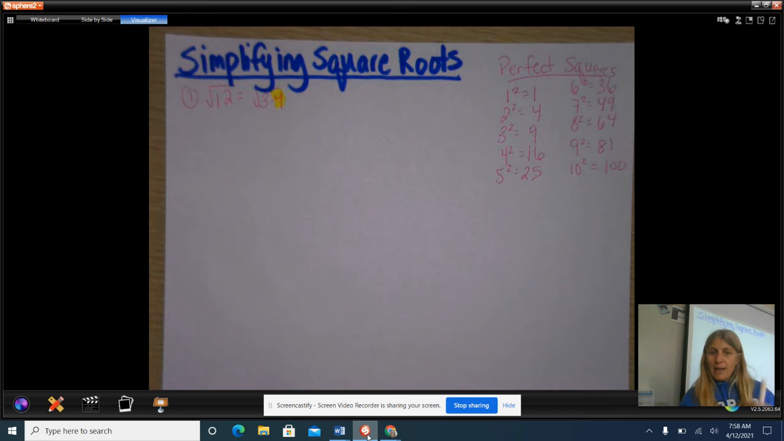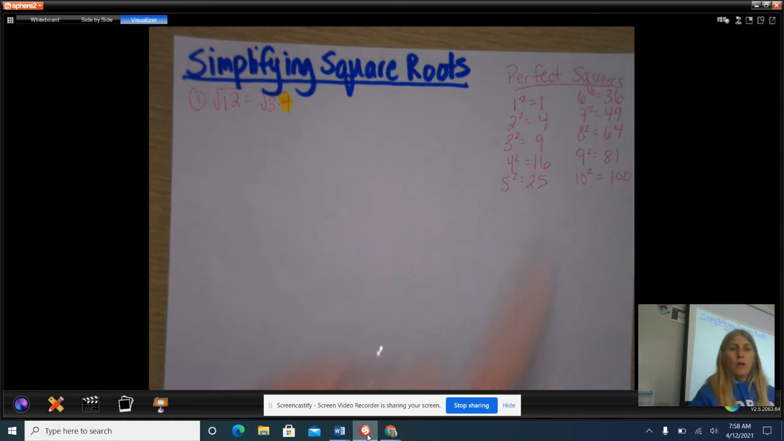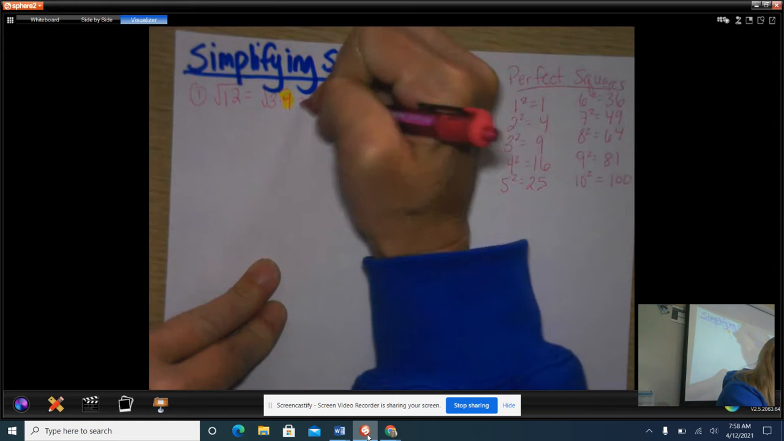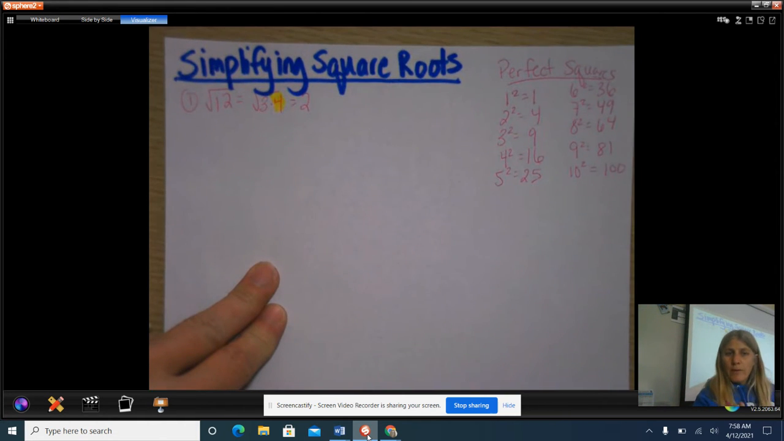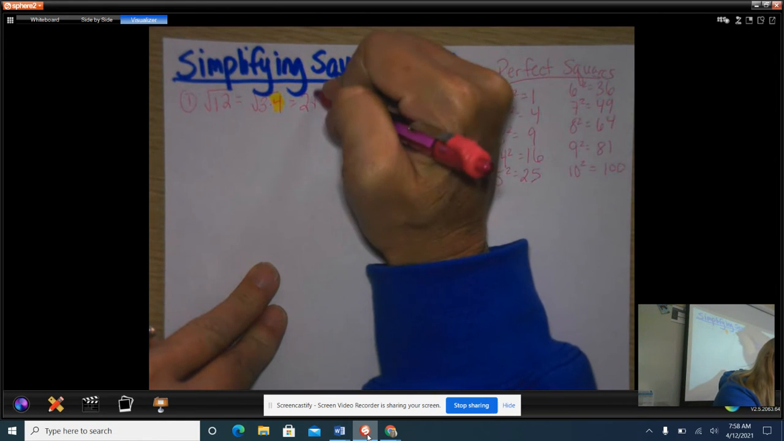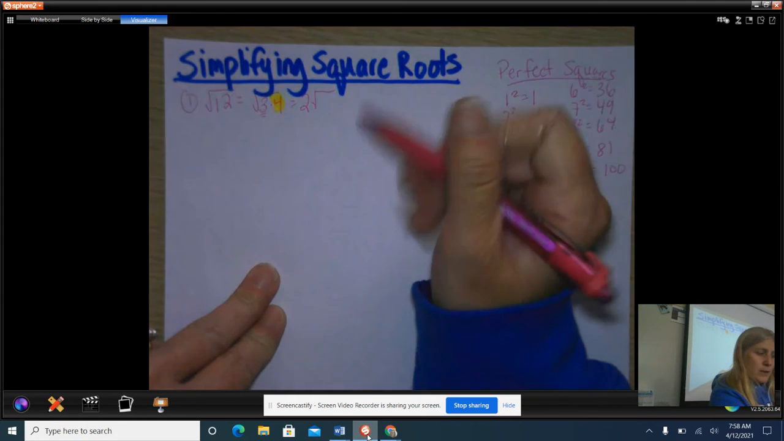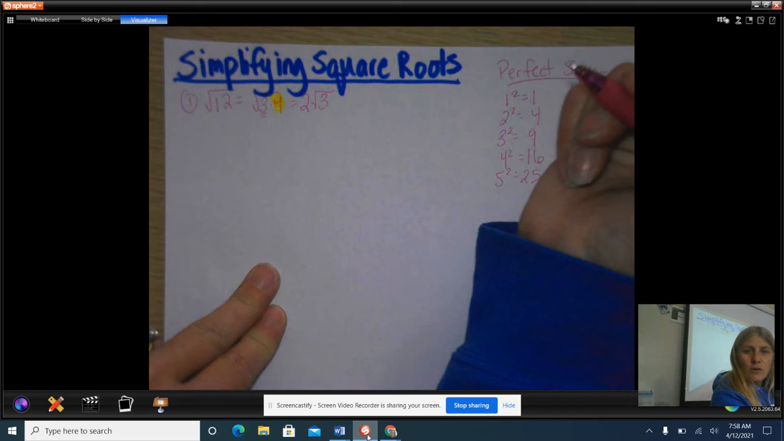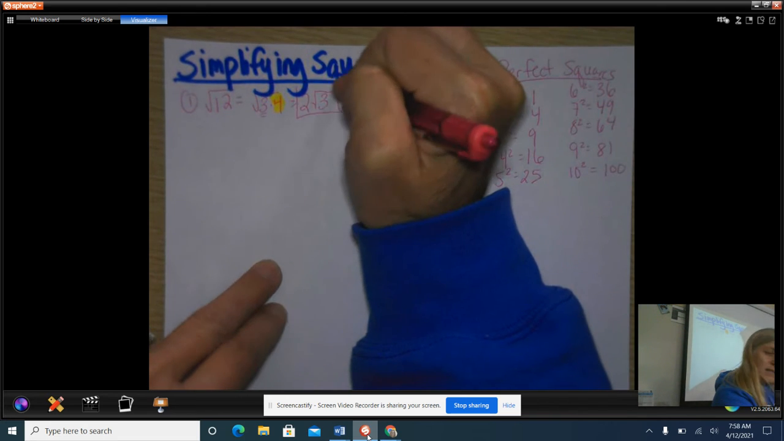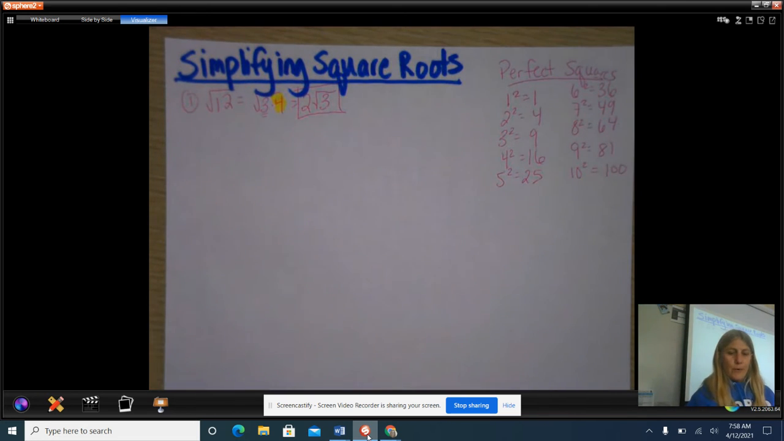And so we're going to go ahead and solve for that. The square root of 4 is 2. So we're going to take that and put it outside our square root symbol, write our square root symbol, and leave what is not the perfect square underneath that square root sign. So we have 2 times the square root of 3, and that is my simplified square root.